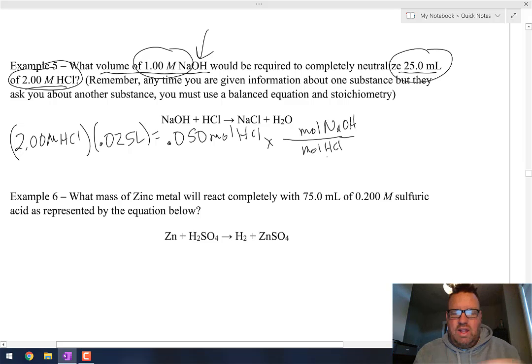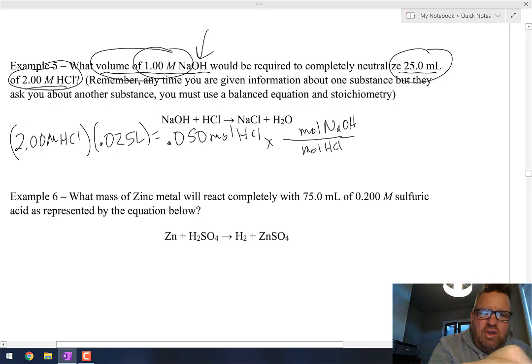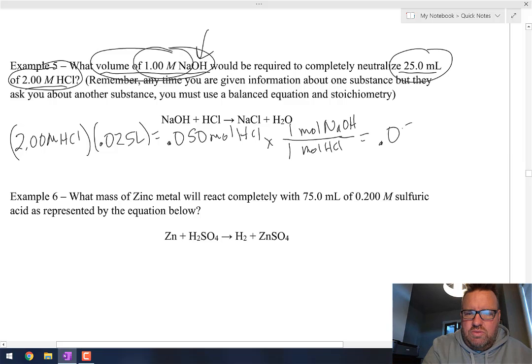Okay, now again, like the previous problem, I could keep going. I could get grams of NaOH, but they're not asking me for that. They're asking about the volume of NaOH. So I know grams really aren't going to help me at all, so I'm just going to stop at moles. And I have a 1-to-1 ratio, so it's just 0.050 moles of NaOH.